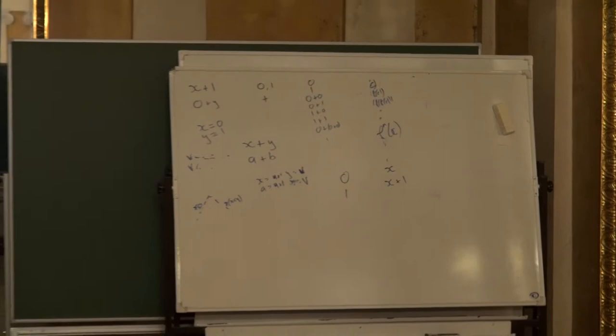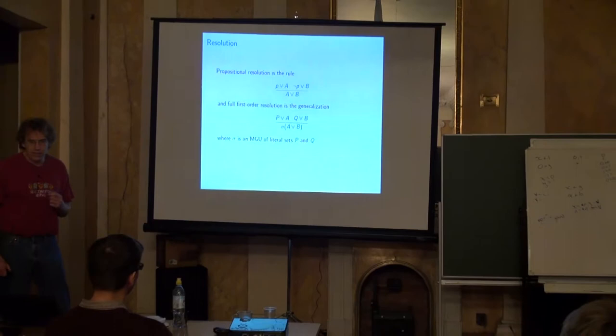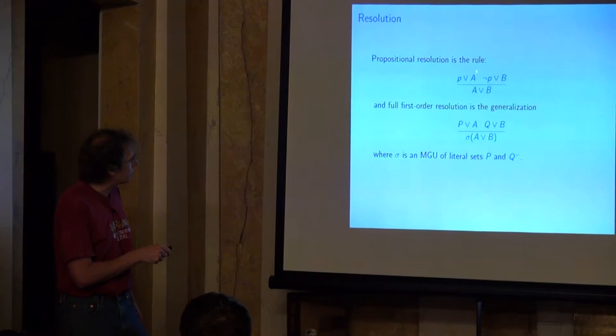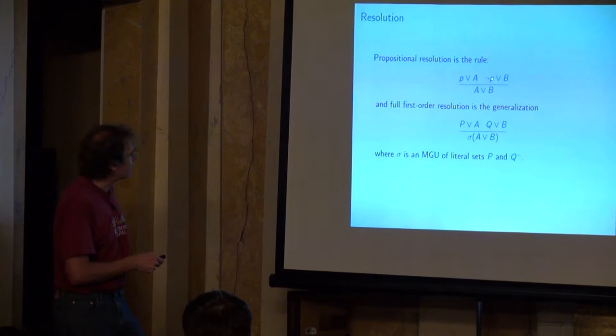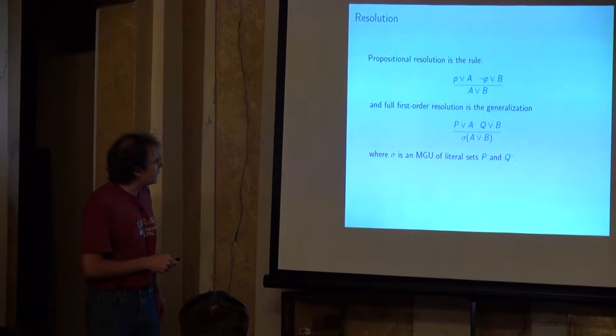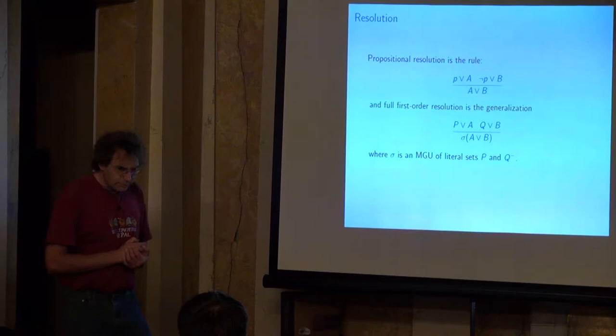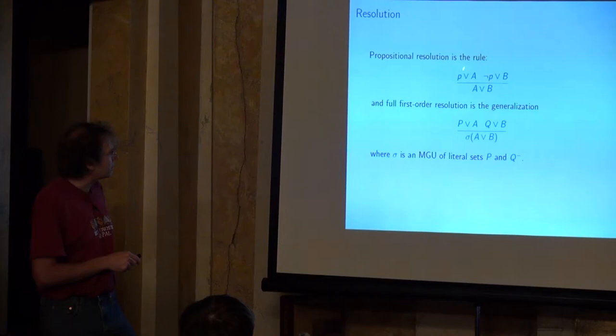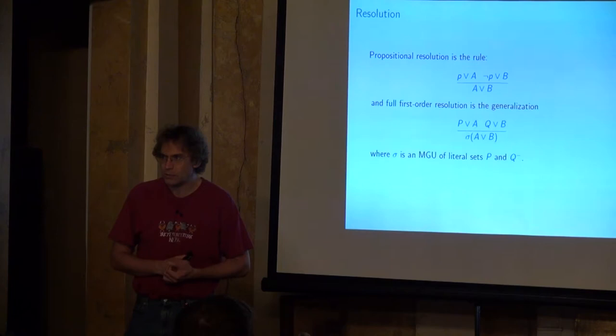So anyway, what is resolution? First, let's think about propositional logic. So propositional resolution is the following inference rule. You can think of this in clausal form, if you like. So we have one clause, which is P or A, where A may be some bunch of other clauses or some other formula. And you have another clause that says not P or B. Then you're allowed to deduce A or B. So intuitively, that inference rule is valid because either P is true, in which case not P or B being true means that B is true, or else P is false, in which case A must be true. So either way, you have A or B. So this is a logically sound inference rule.